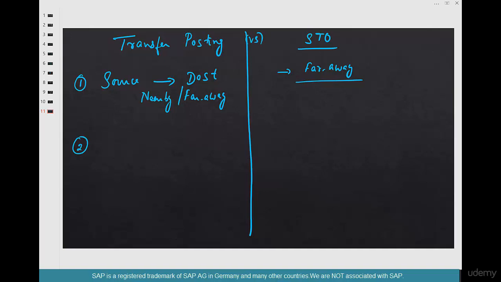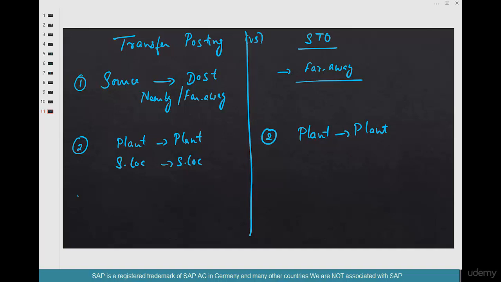The second difference is transfer posting is used when you want to do a stock transfer between plant to plant or storage location to storage location. A stock transport order is typically used from plant to plant. It's not used when you want to do it from storage location to a storage location within the same plant.